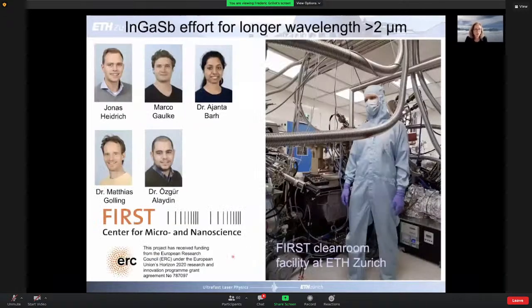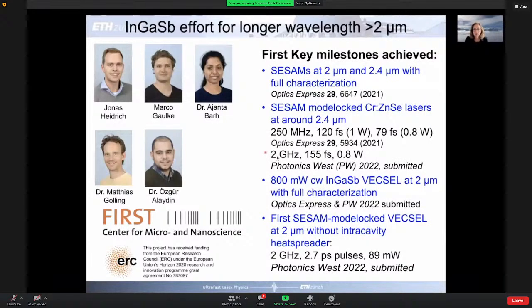With the funding of the new ERC grant, I could start a new effort with a new team. And we already got some first key milestones. We grew very high quality materials. They were so good that world record results were achieved with diode-pumped solid state lasers at 2.4 micrometers, both at 250 megahertz and 2 gigahertz.